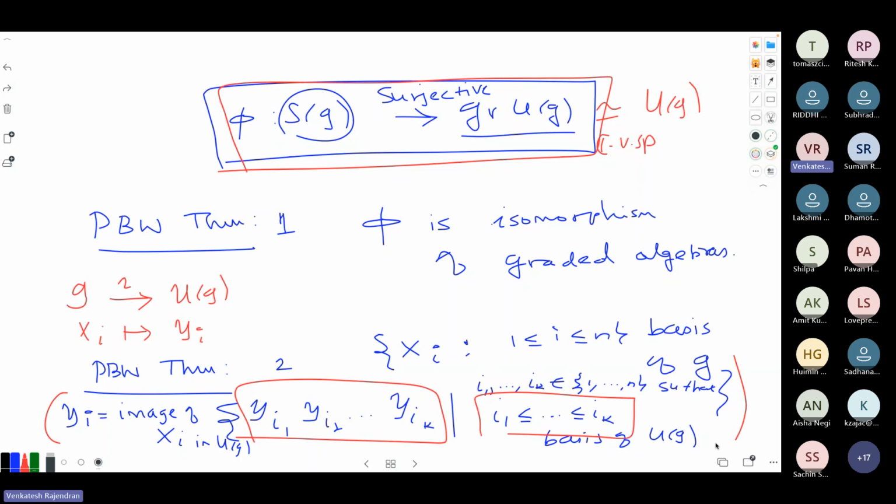I'll stop here, and if you have any questions, you can ask. We will first prove that these two versions are isomorphic, and later I will focus on version 2 and supply the proof that is available in Roger Carter.